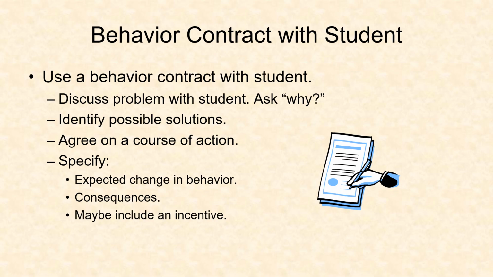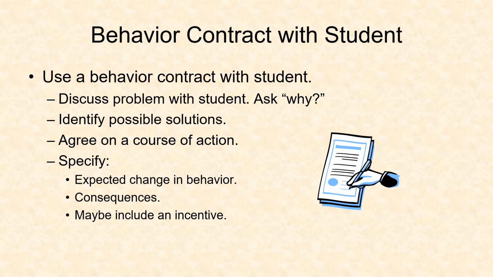When you're going to use a behavioral contract with a student, again, begin by discussing the problem. Try to get to the why. Why is this happening? Why is your behavior as such? And then with the student, try to identify some possible solutions. Like, what can we do in the classroom? And what can you do as a student to seek out a possible solution? How can we help you change this behavior to something more positive?